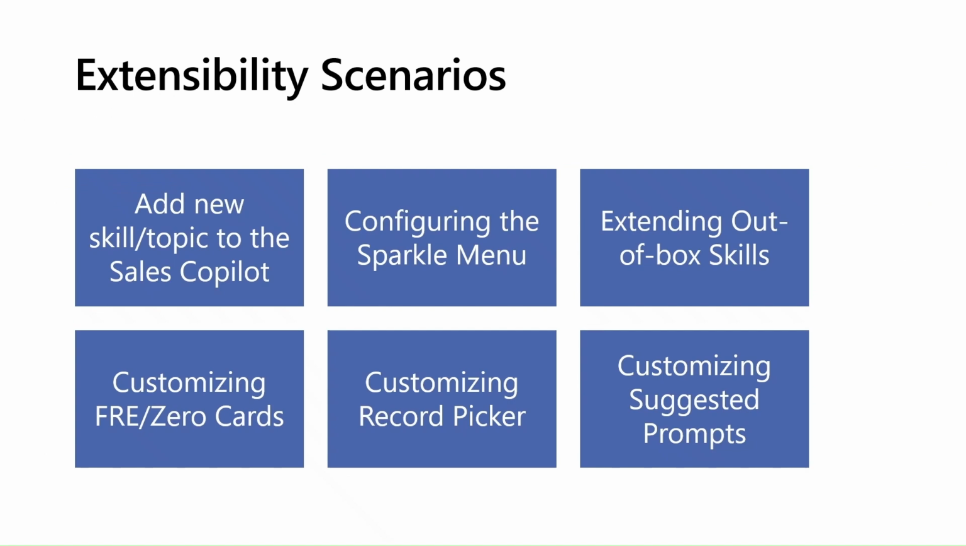If you are familiar with Copilot Studio, then you already know what a topic or a skill is. So you can add a new skill or a topic to the Copilot. You can configure the Sparkle menu. You can extend out-of-the-box skills. You can customize the FRE card or a zero card. You can customize a record picker. And you can customize suggested prompts.